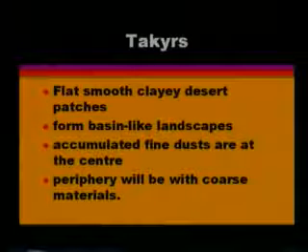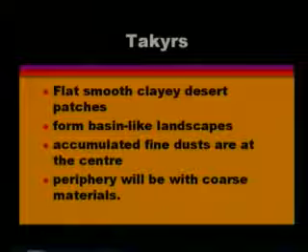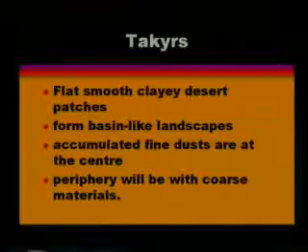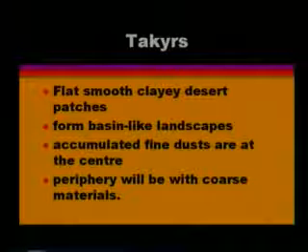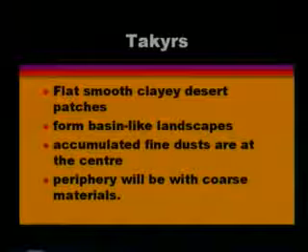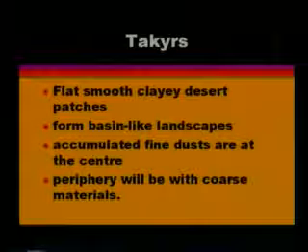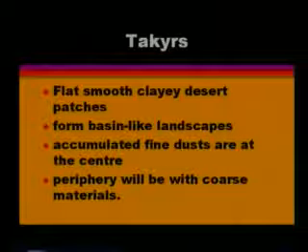Takirs are the flat, smooth, clayey desert patches which are formed by the wind at the time of deposition of these materials. Most of the clayey materials transported by the wind will form a basin like structure wherein the fine particles will be at the center, and the coarser and very coarse grains will be at the periphery of the takirs. Takirs are accumulated fine dust in deserts, and the periphery will always have coarser fragments. Takir is also a depositional feature created by the wind.